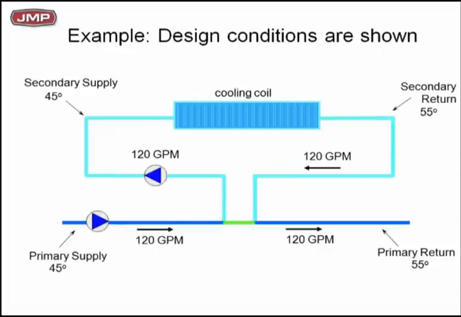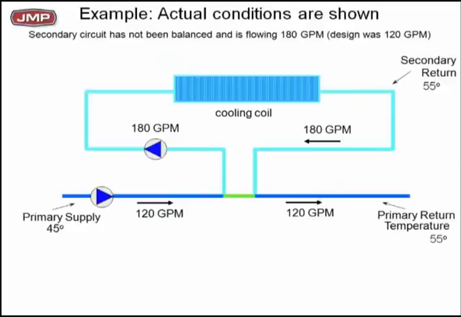Now, what happens if I start changing my flow rates? That's the question. What would happen if I did not balance the secondary? Now, you see I jumped the secondary up from 120 to 180 GPM because you didn't balance. You didn't have a circuit set. You didn't balance. And balancing is critical. Here's one example of why balancing is so important.